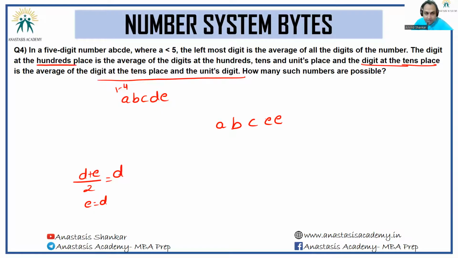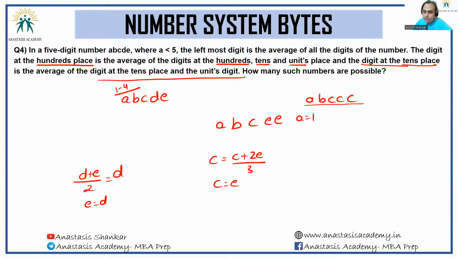Now working my way backwards, the digit at the hundreds place is the average of the digits at the hundreds, tens, and units place. So C is equal to C plus 2E by 3, which gives me C is equal to E as well. So essentially the number I'm dealing with is A, B, C, C, C. The last 3 digits are identical. We don't have any information about the thousands digit. We only know A is the average of these 4 digits. A can take values from 1 to 4.